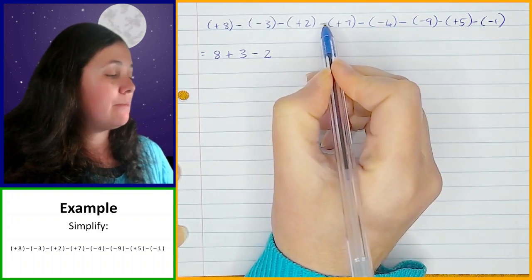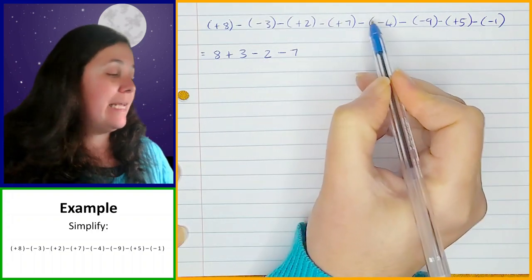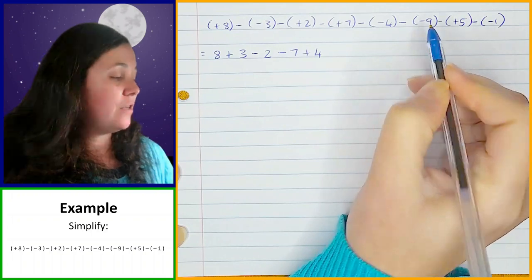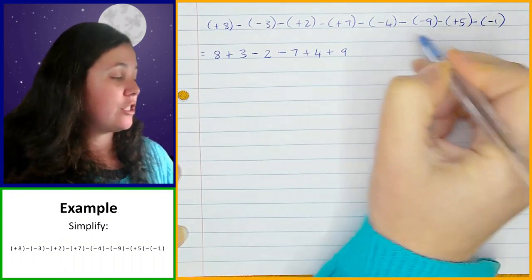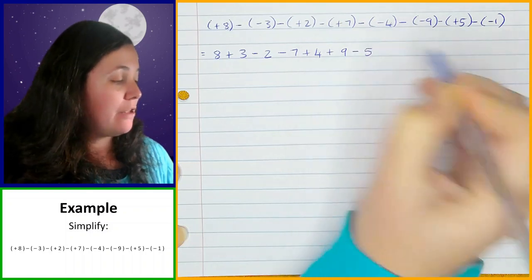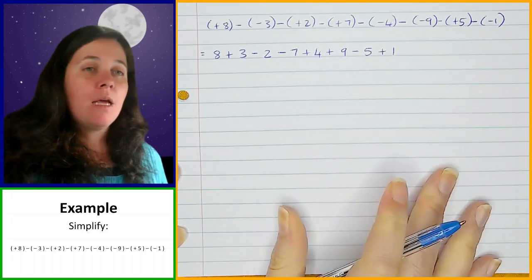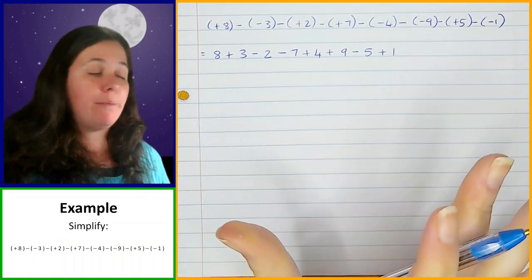Here, the minus positive 7 is going to change to minus 7. Minus negative 4 is going to change to plus 4. Minus negative 9 is going to change to plus 9. Minus positive 5 is going to change to minus 5. And then finally, minus negative 1 is going to change to plus 1. Okay, so now I've got rid of all of my brackets, so all of that is gone. I don't have to worry about it anymore.